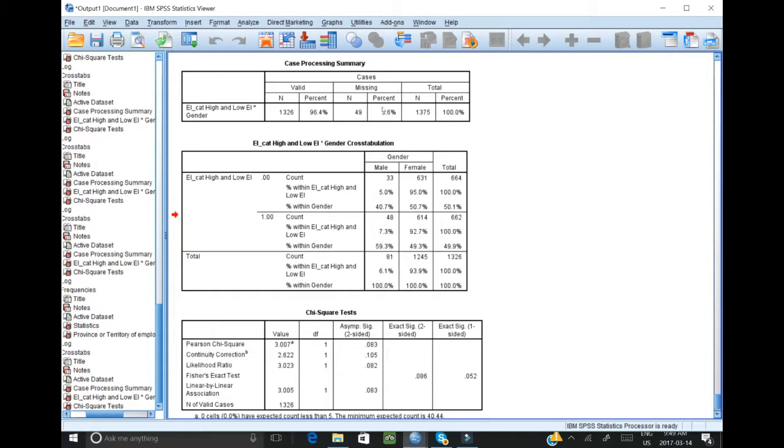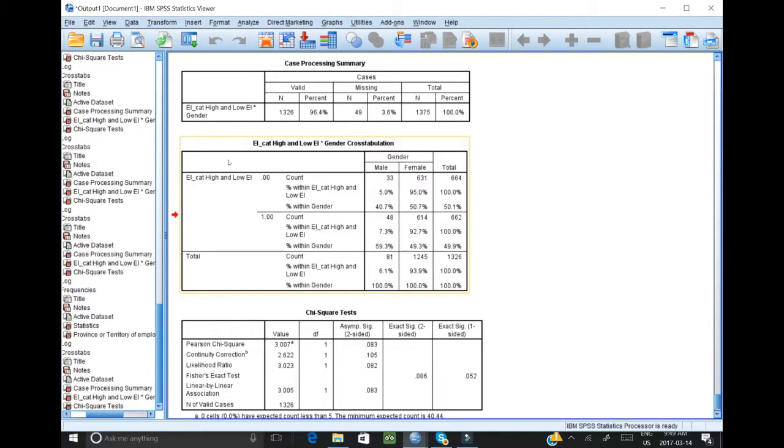Now this is not surprising because our sample is registered nurses in Canada, and about 5 to 10% of the workforce currently are men and the majority are women. So the sample is representative of what we would expect in a nursing sample.